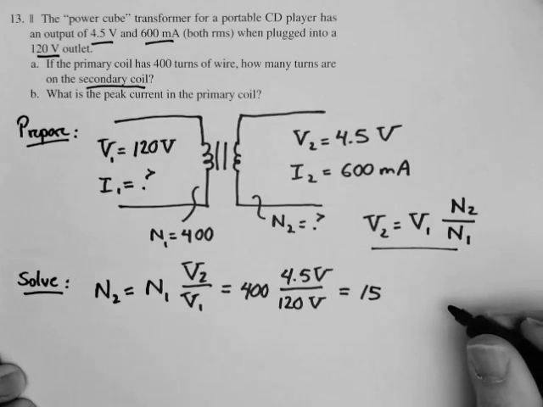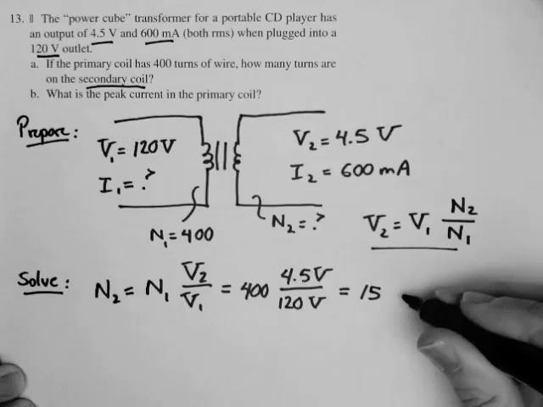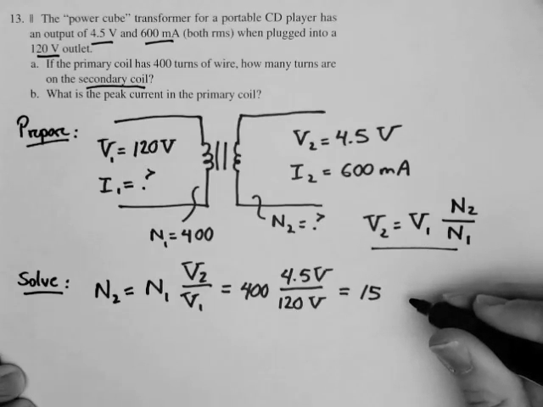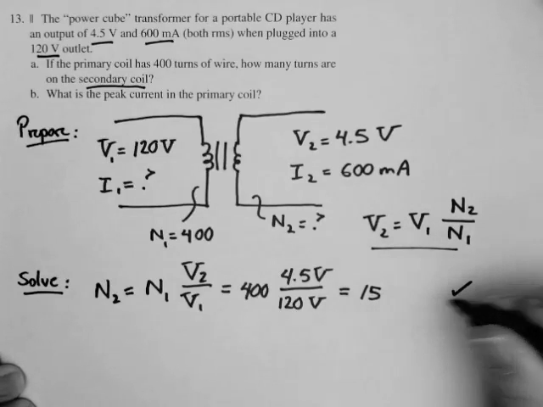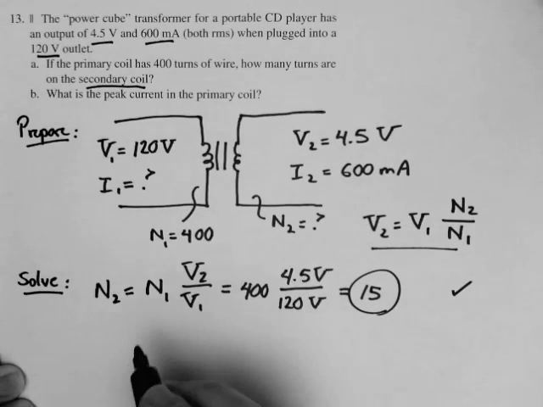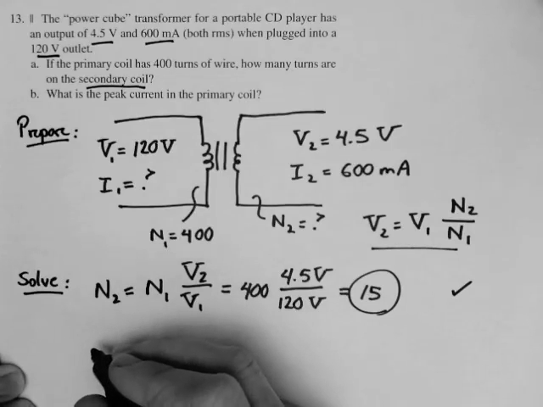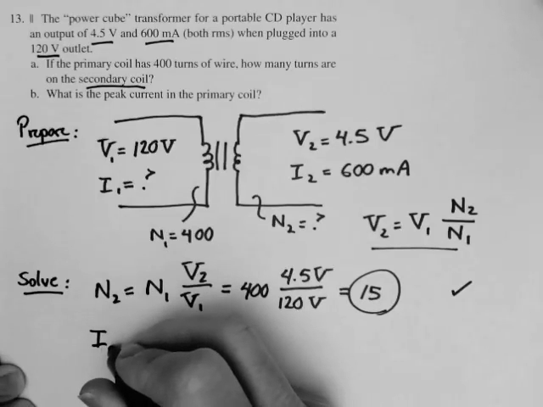Let's do a quick assessment as we go. We know it's a step-down transformer, and so we expect a smaller number of turns on the secondary than on the primary, and so this result makes sense. And since the voltage gets stepped down quite a bit, we'd expect quite a few fewer turns on the secondary than the primary. So the assessment, this one looks good. That's our number of turns on the secondary, 15. Now the second part of the problem is this. We're looking for the peak current in the primary. We're looking for I1.